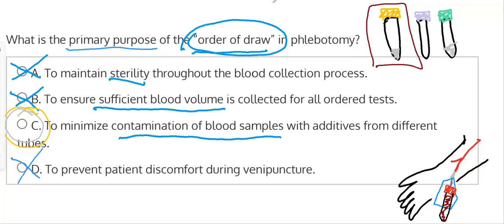That leaves us with option C, what we initially thought: to avoid contamination of blood samples from additives.